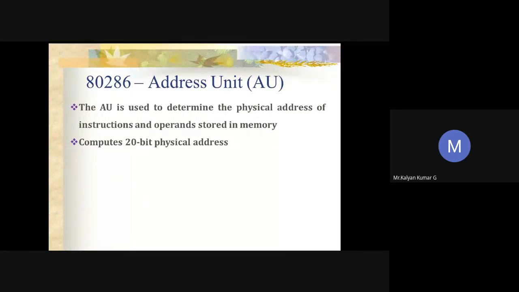Fetch the address. Very good. Fetch means that you have to compute the physical address. The main purpose of the address unit is to determine the physical address of the instructions, as well as the operands which are stored in memory. That is the main function of the address unit. It computes your 20-bit physical address based on the contents of the segment register and a 16-bit offset, similar to your 8086. With the contents of the segment register and 16-bit offset, you can compute your 20-bit physical address, nothing much different.